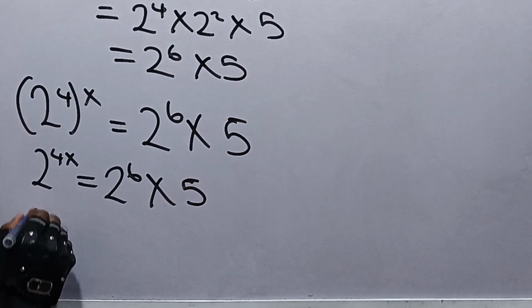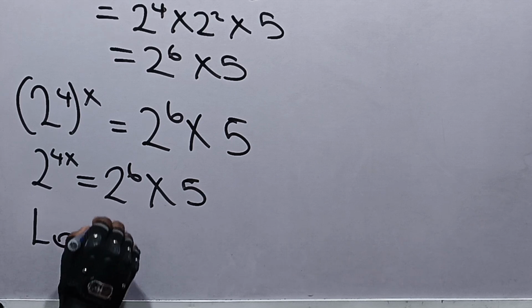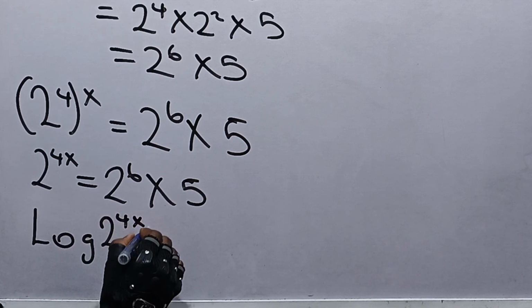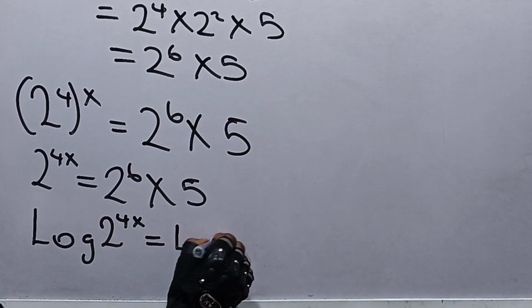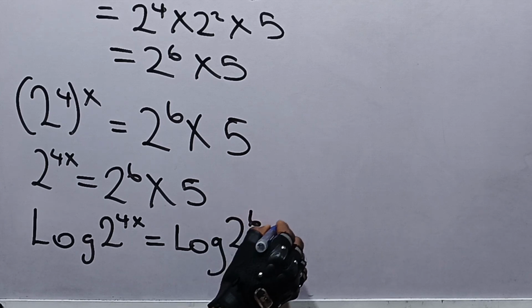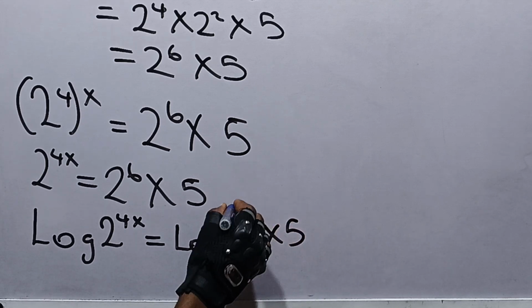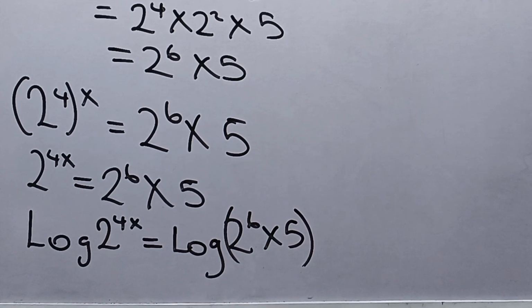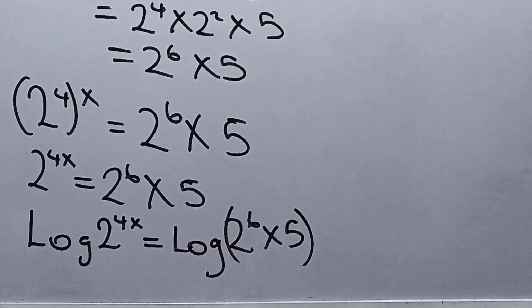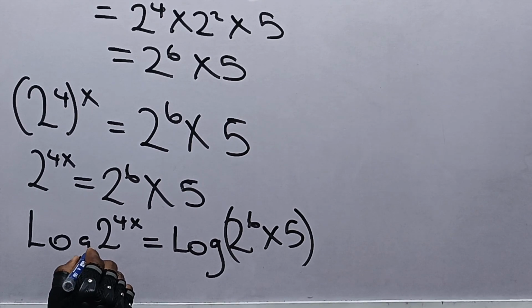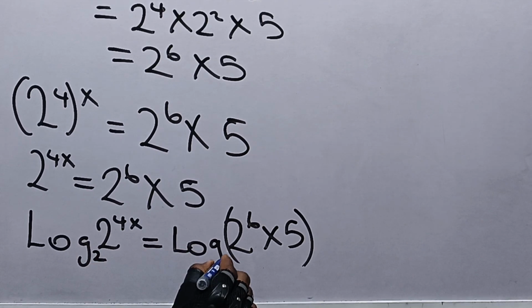So we take the logarithm of 2 raised to the power 4x to be equal to the logarithm of 2 raised to the power 6 multiplied by 5. Now, this logarithm you're going to take in the base of the number carrying x. The number carrying x here is 2. So we're going to take the logarithm in base 2 of both sides.